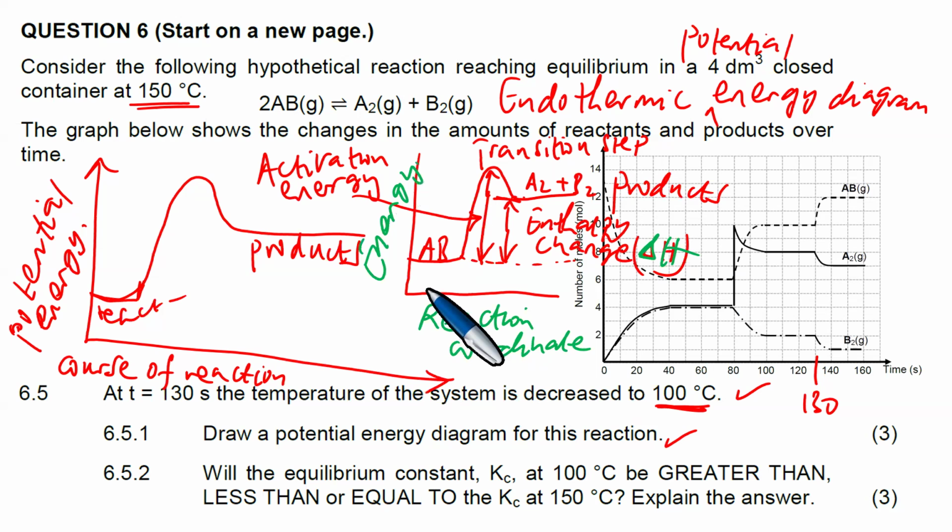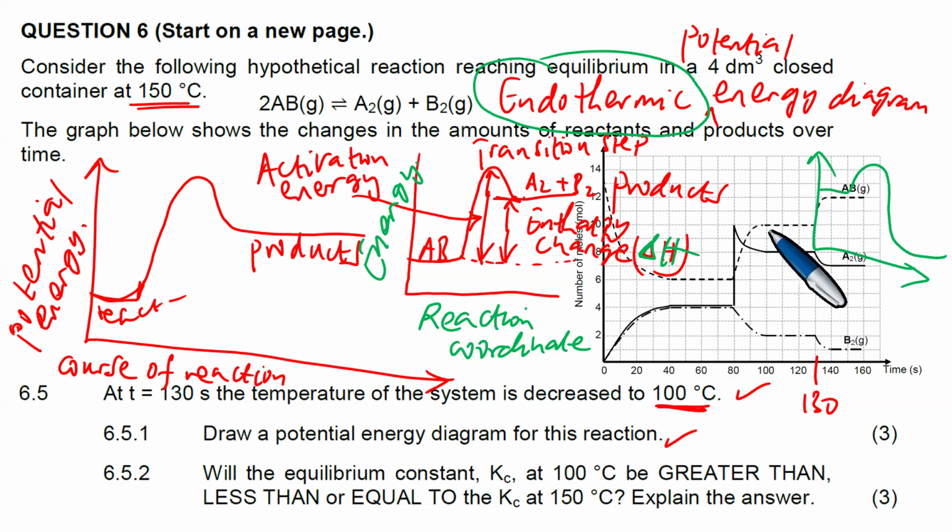There's something very important that I want to mention here. This is for the endothermic reaction, where the potential energy of the products is certainly higher than the potential energy of the reactants. And then obviously with exothermic, it would be the opposite, where the products will have less potential energy and the reactants will have a greater potential energy.